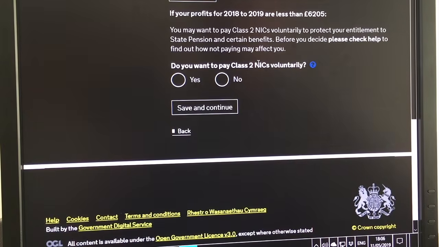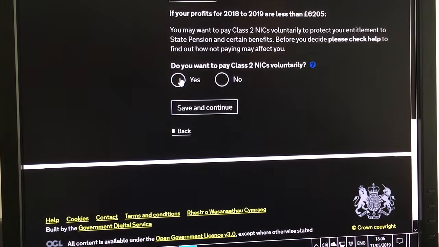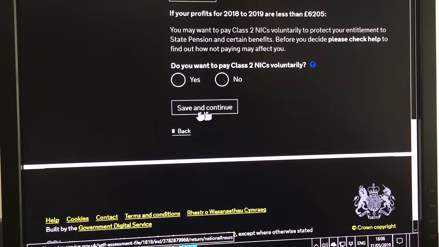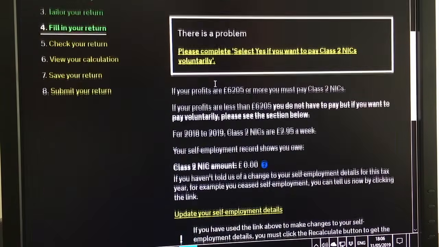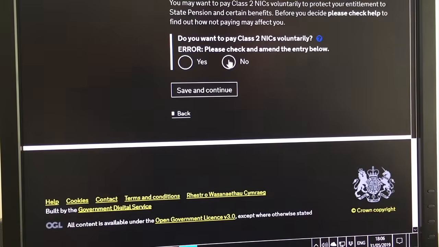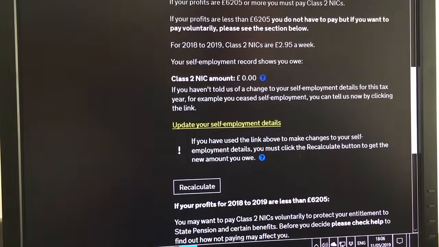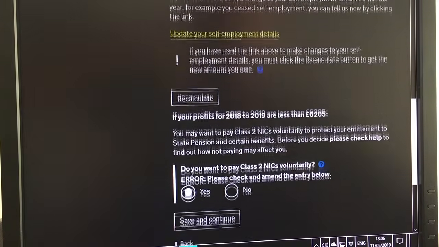So it's worth doing it, really, because voluntary contributions are much more than that. It's about £12 a week, I think. So I'm not going to leave that, actually, if it lets me. I'll say, because my profits were more than that, so there is a problem, so it wanted me to fill it out, I think, so I'm going to say yes, I do want to. So save and continue. Fill in your tax return.